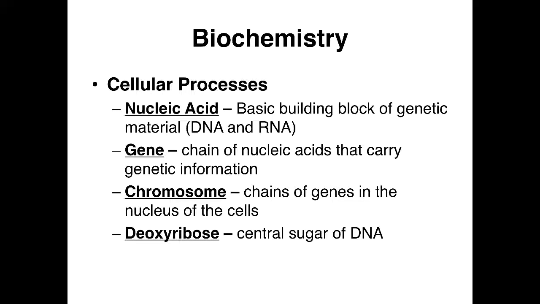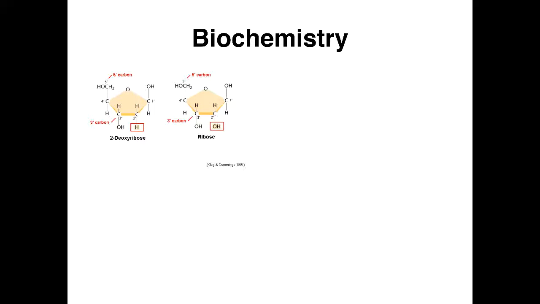Now the difference between RNA and DNA is the central sugar. Deoxyribose is the central sugar in DNA, and ribose is the central sugar in RNA. And that's the essential difference. There's one other difference in terms of the complementary base pairs. So here's an example or a drawing looking at deoxyribose on the left and ribose on the right. And the square shows the essential difference between these two sugars.